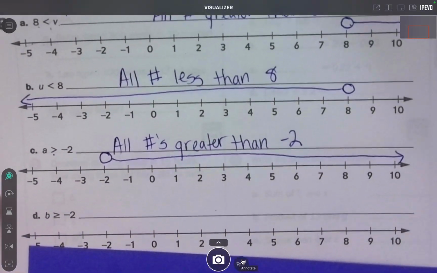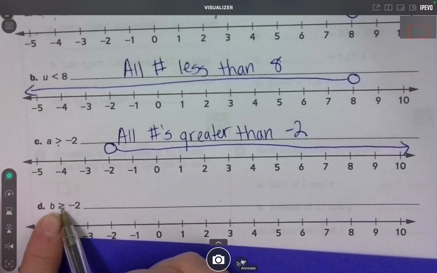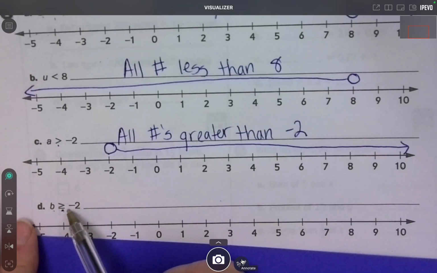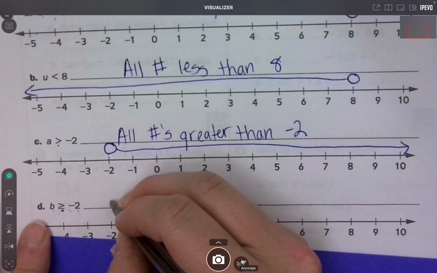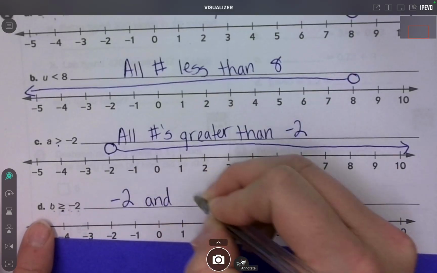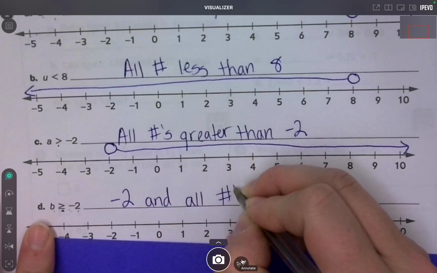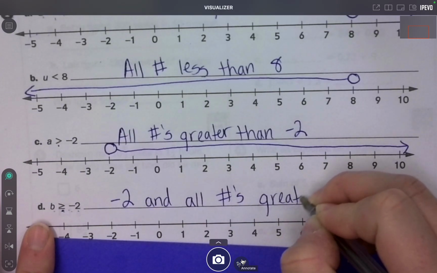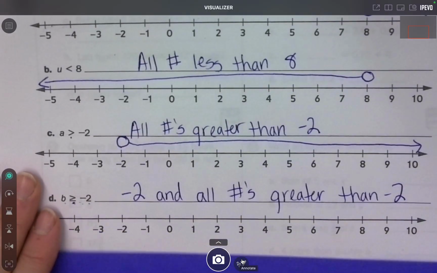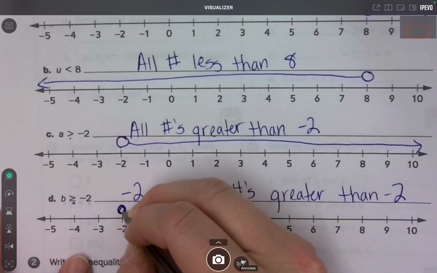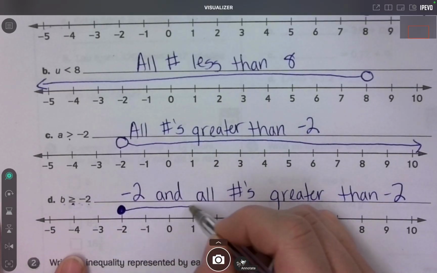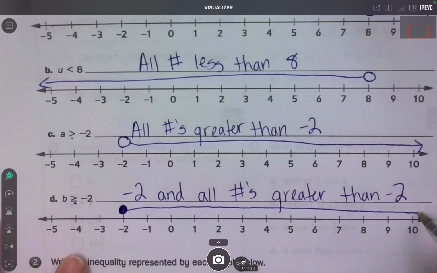Okay, and then on D, finally we have one with an equal sign too. So that's going to make our dot change. So what this says is B is greater than or equal to -2. So the answer could be -2 and all numbers greater than -2. So because it could be -2, you're going to fill in the dot. The dot is going to be closed. And I still need numbers greater than -2, so it's still going to be going to the right. It's just going to be a closed dot because it could be -2.